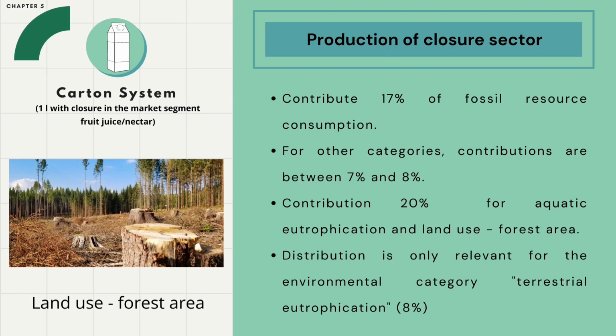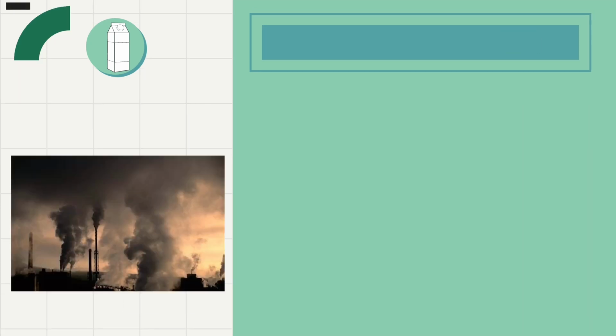The production of the closure sector contributes 17% of fossil resources consumption. For other categories, contributions are between 7% and 8%. It also contributes 20% for aquatic eutrophication and land use for the forest area. Distribution is only relevant for the environmental category terrestrial eutrophication, where the amount is 8%.